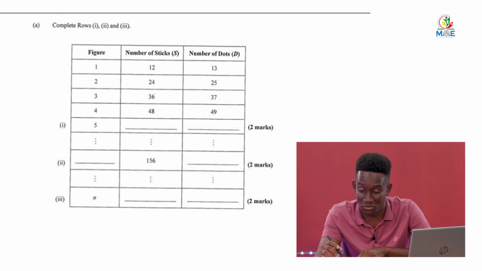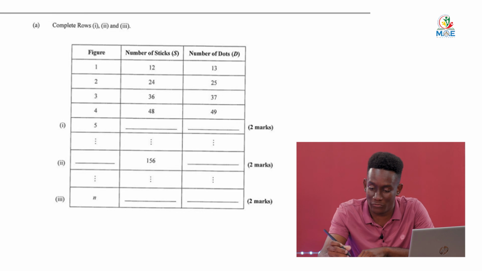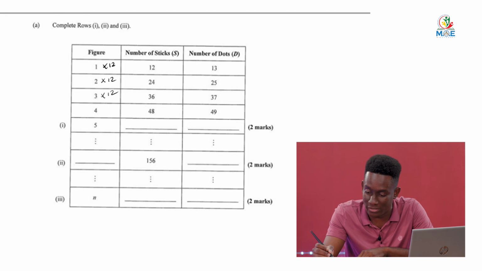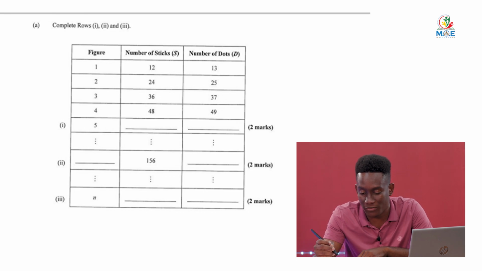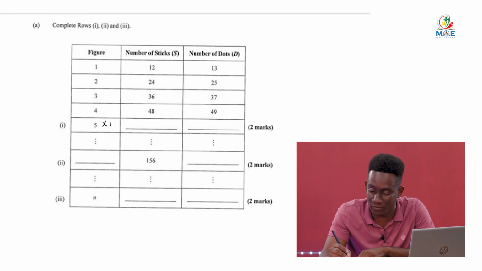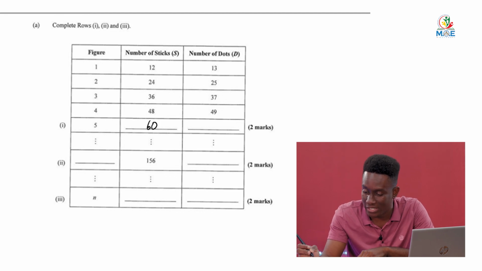Simply put, you can just multiply 1 by 12, that will give you 12. If you multiply 2 by 12, you'll get 24. Multiply 3 by 12, you'll get 36. 4 by 12, you'll get 48. So the pattern works, we just have to multiply by 12. So for the fifth figure, just multiply 5 by 12. That would give me the 60 here. And then I just add 1 to the 60, which would be 61.